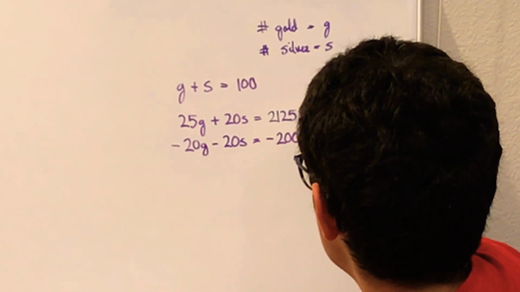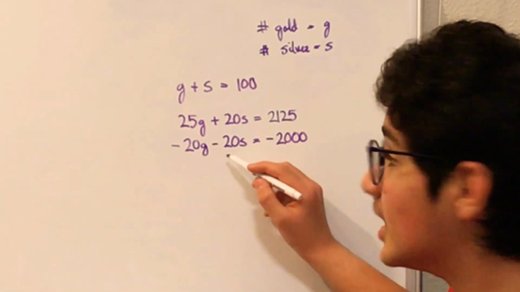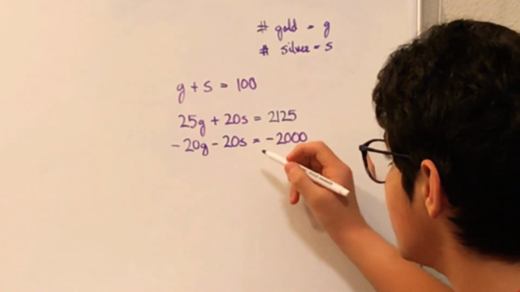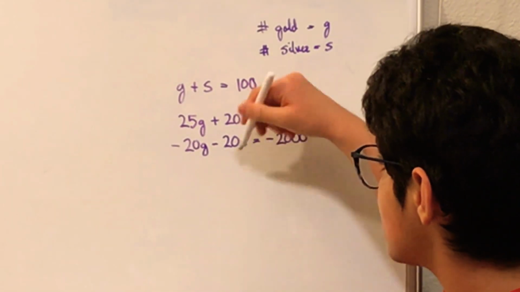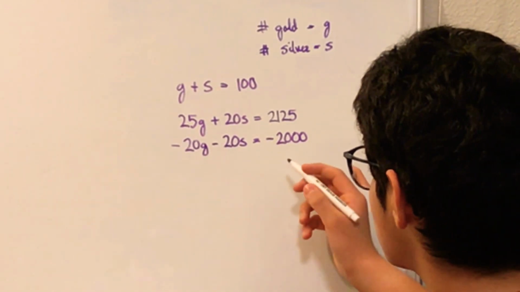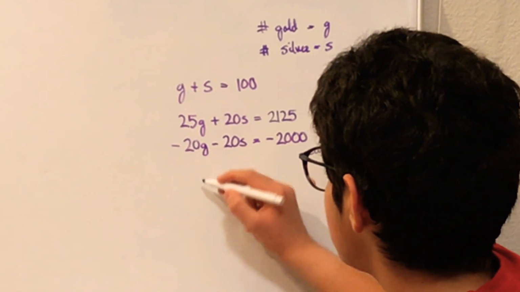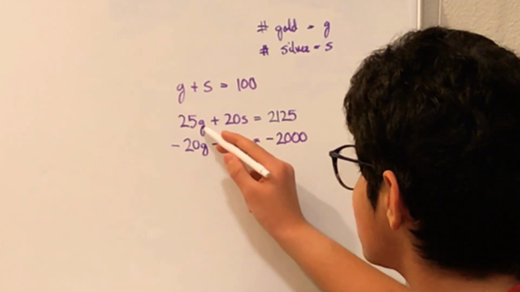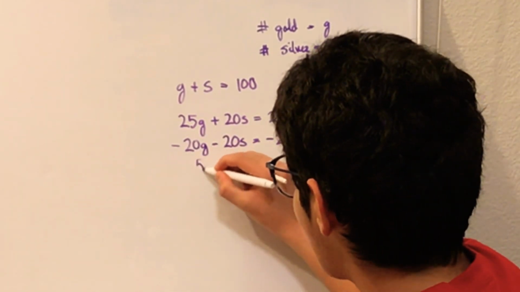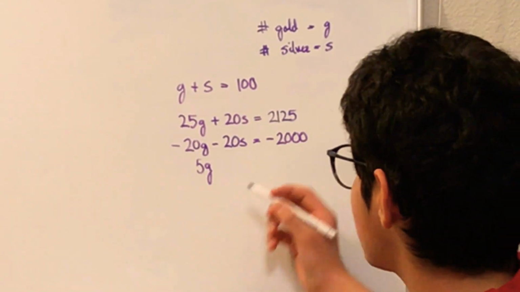2000. Okay, and notice that this is 20S and this is negative 20S. So if we add these equations, which we can do, these two will just cancel out, and we'll be left with a pretty quick equation. So when we add them up, 25G minus 20G, since we're adding negative 20G, that's the same as subtracting 20G, we get 5G. Minus 20S and plus 20S, when you add them up, you get just 0.